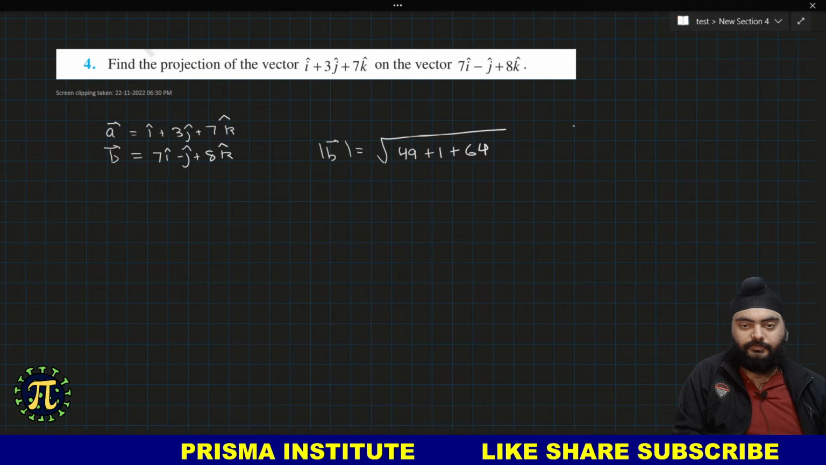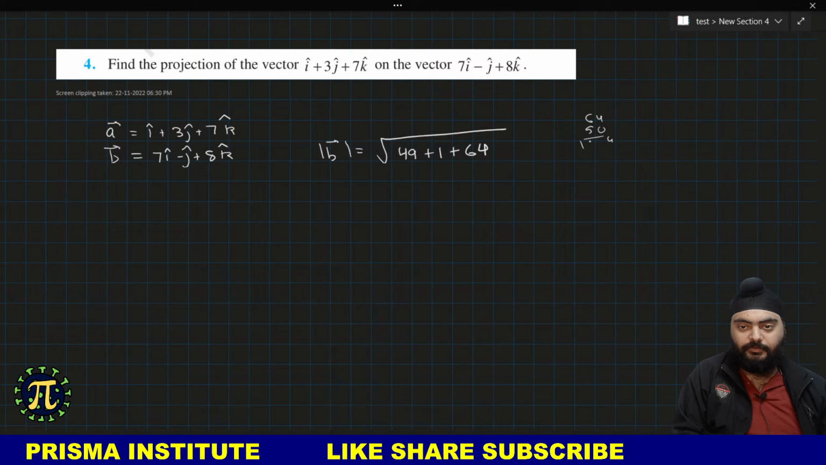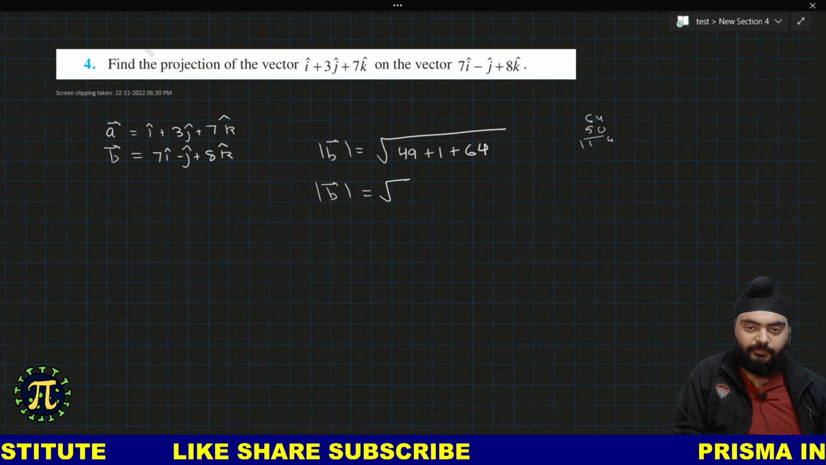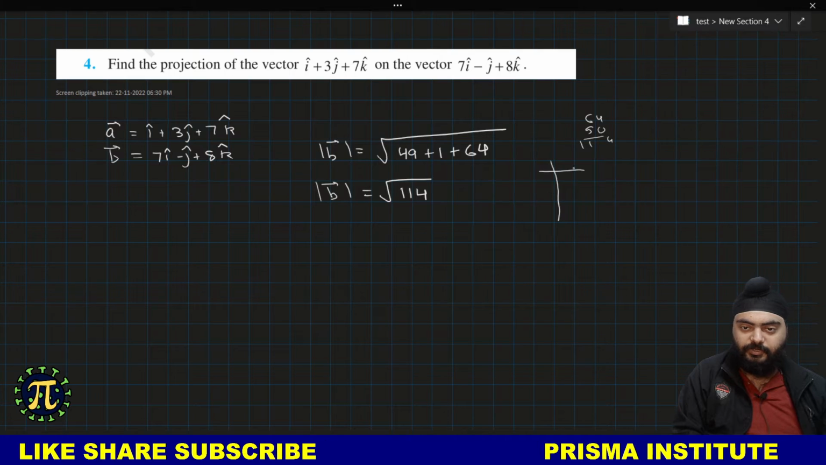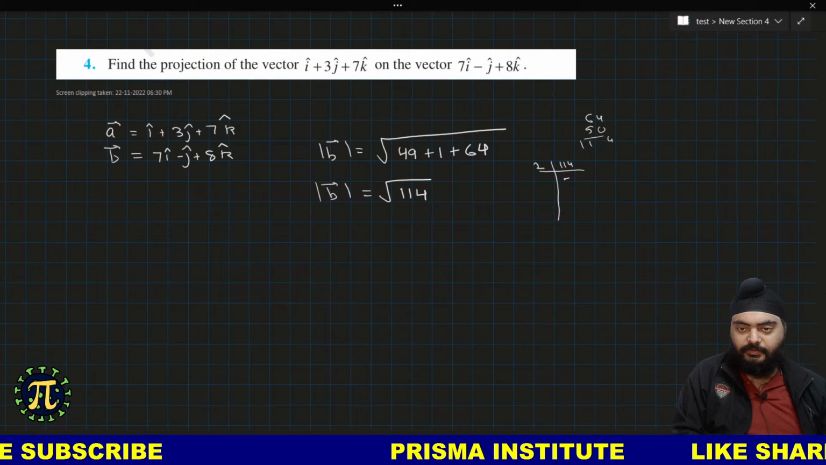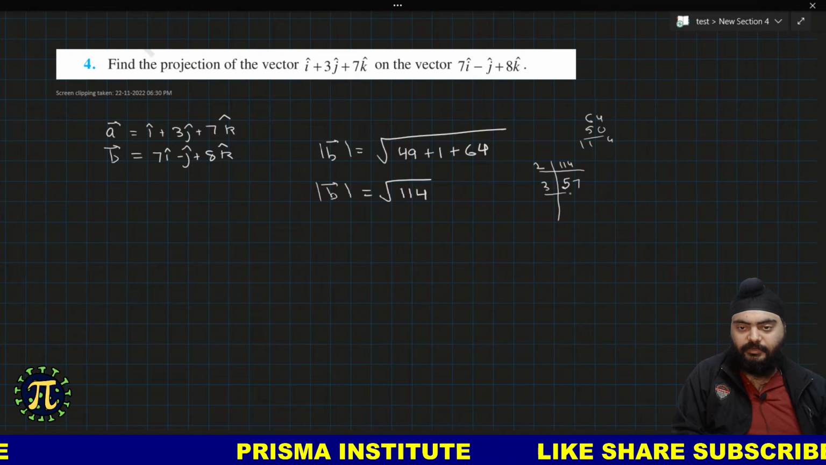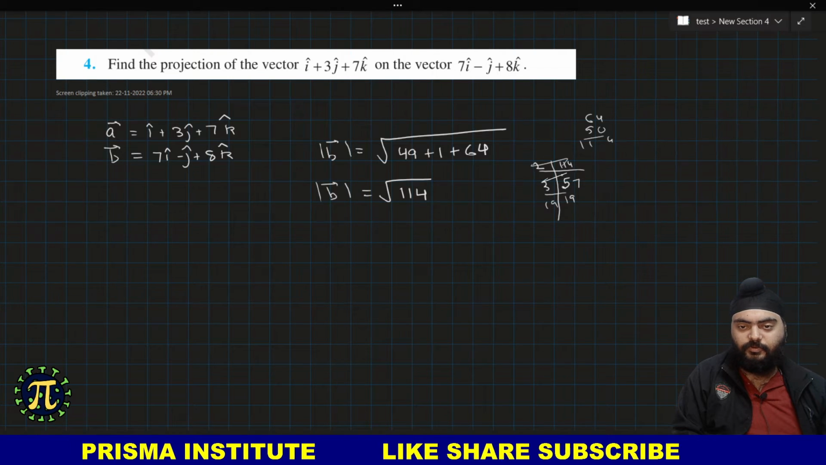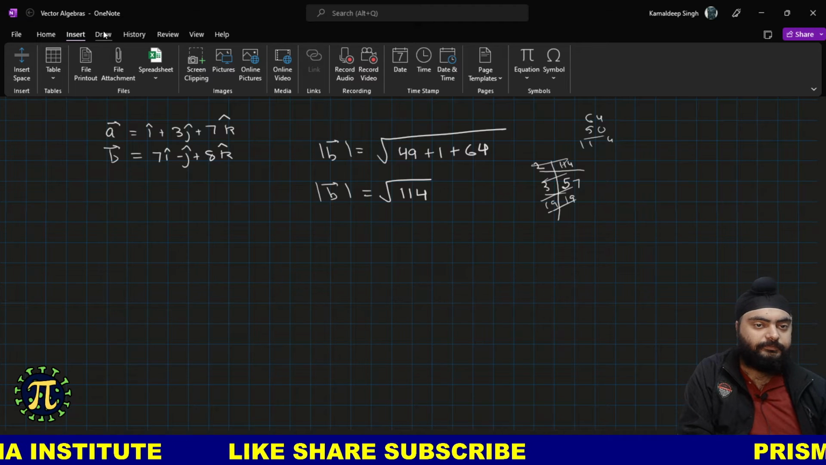So 64 plus 50, that is 114. So the length of B vector is square root of 114. Let's see if we can take something outside of the square root. Dividing 114 by 2, how much do we get? 57, and then 3 times 19, so probably nothing is going outside. Okay, so square root of 114, I will leave it as it is.